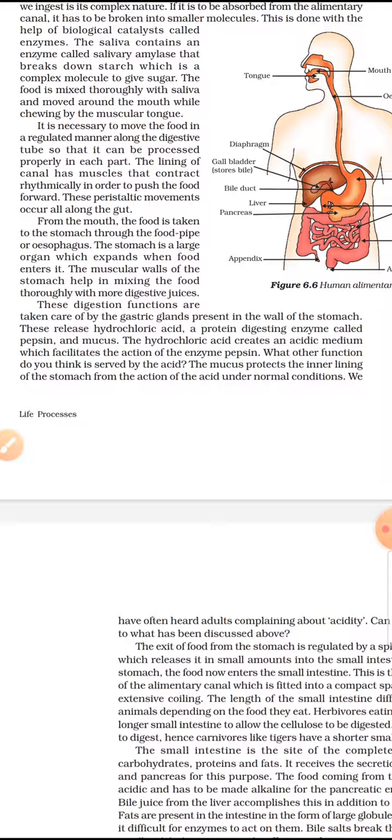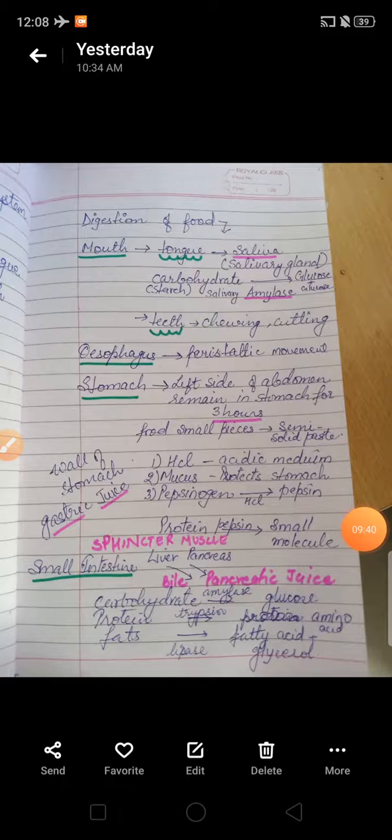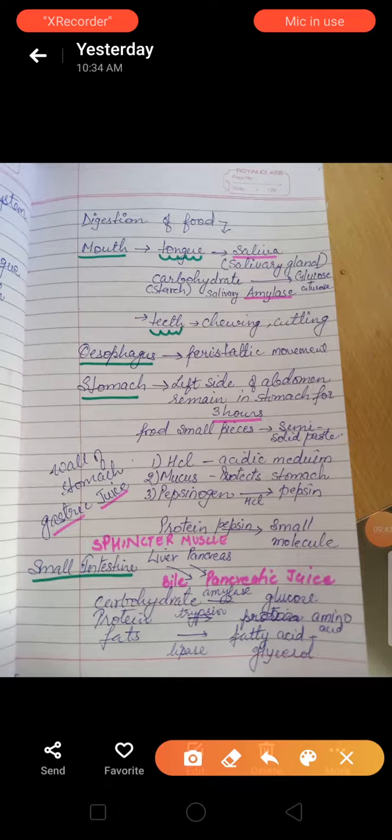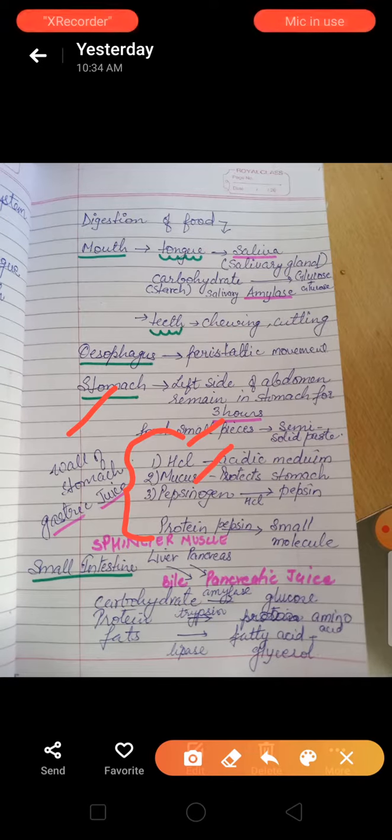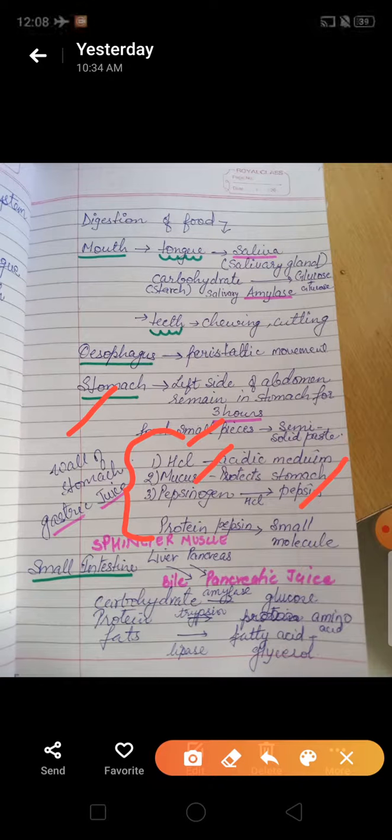Now let's see. These release hydrochloric acid, first, that is HCl. Second, a protein digesting enzyme called pepsin. The protein will be digested, so the enzyme will be released, and mucus. Understood? We studied this thing, that the stomach will release three things. One is HCl, the second is mucus, and the third is pepsin, which will help to digest protein.